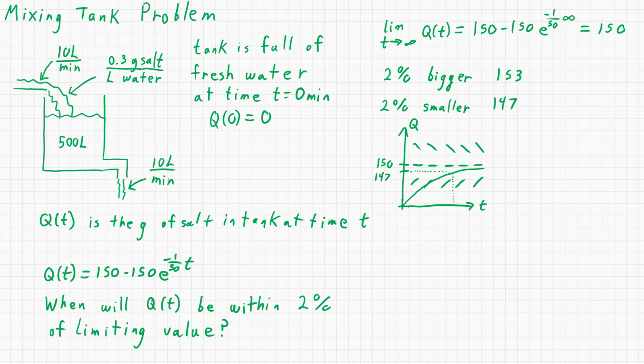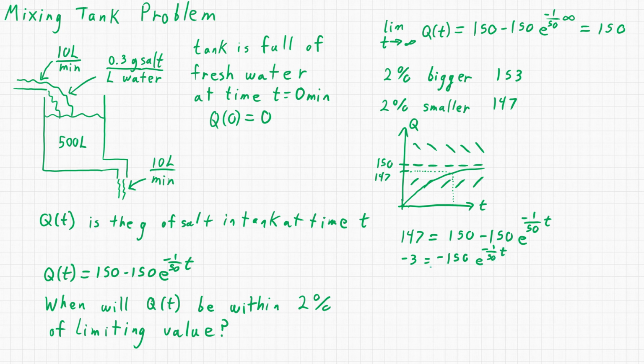So the last thing to do is really just to solve for that. We don't know what the t value is, but we know Q of t is 147, right? And so I'm copying from here, Q of t equals 150 minus 150 e to the negative 1 over 50 t. And we want to know what that t value is, so we get 147. All right, so first thing to do, let's go ahead and subtract 150 over. So that's going to give us negative 3 equals negative 150 e to the negative 1 over 50 t.